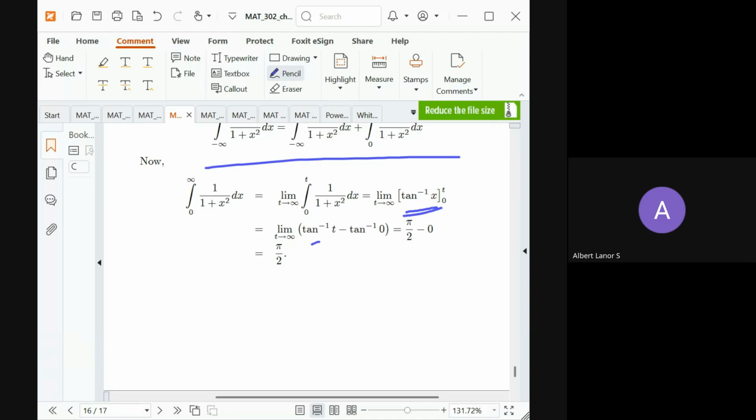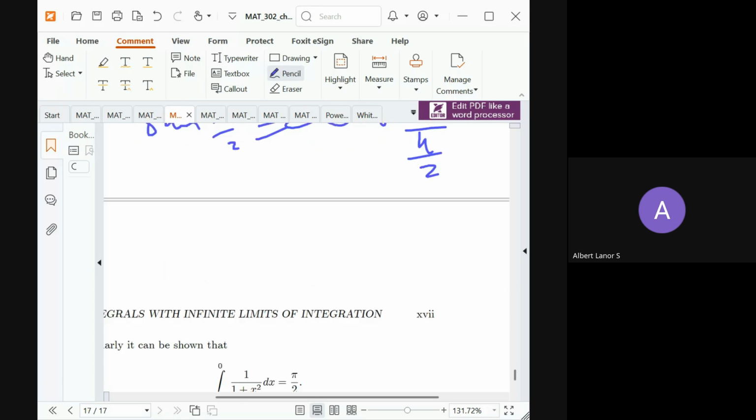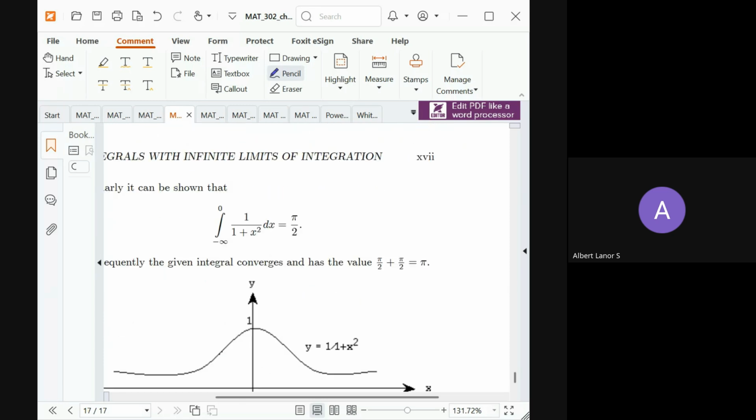So tan inverse of t minus tan inverse of 0. Now, as t goes to infinity, you know that tan inverse of infinity is pi on 2. So this will be pi on 2 minus 0, which is equal to pi on 2. So it is finite. Then we'll do the second one also. When you do the second one, it is also equal to pi on 2.